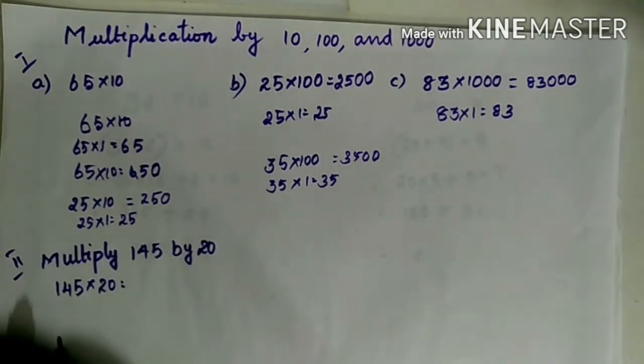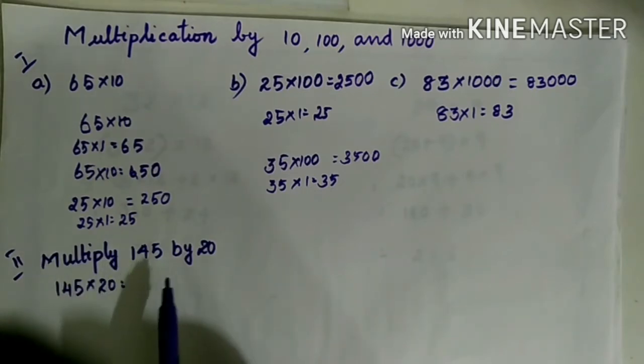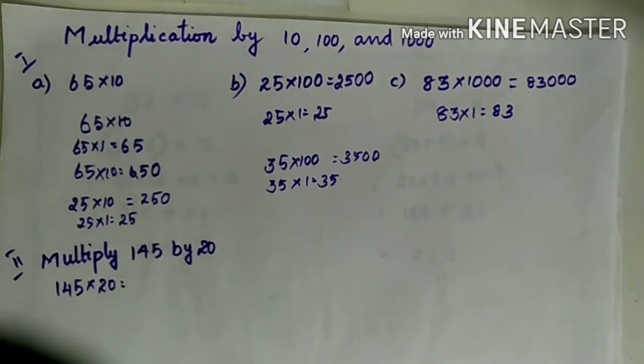Now what we are going to do next is multiply 145 by 20. This is also done very easily. Okay.